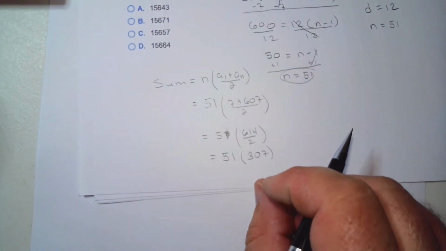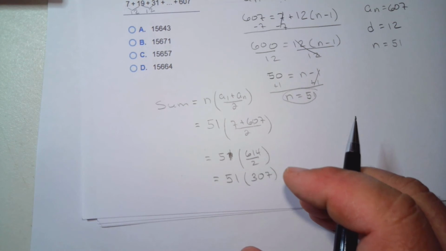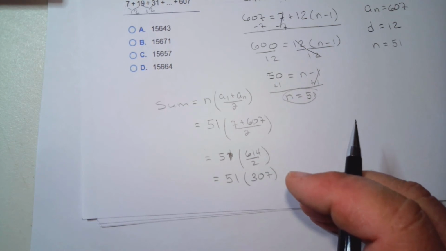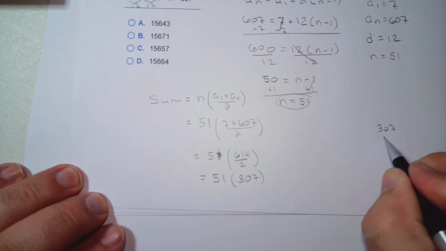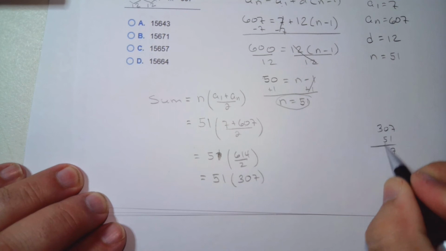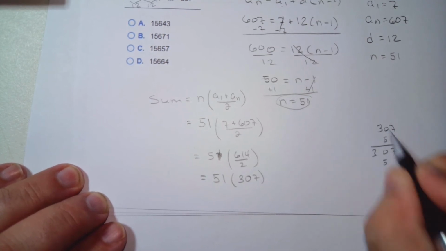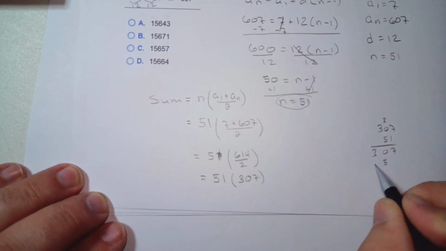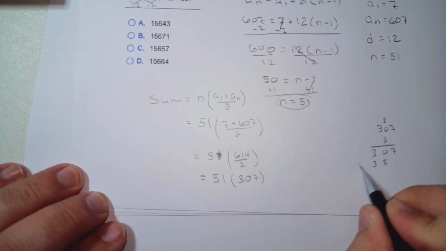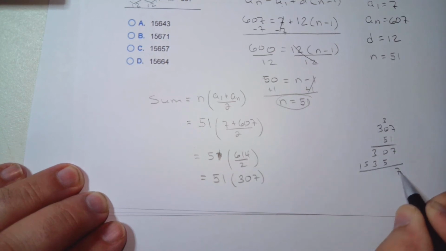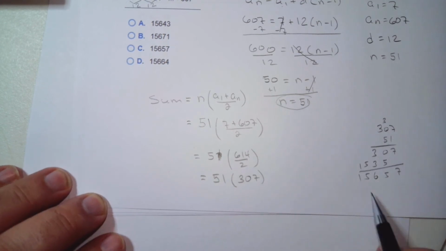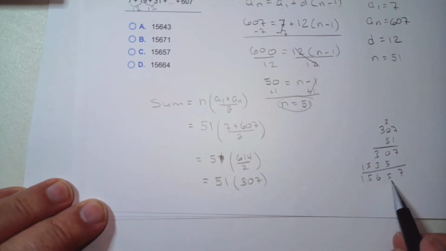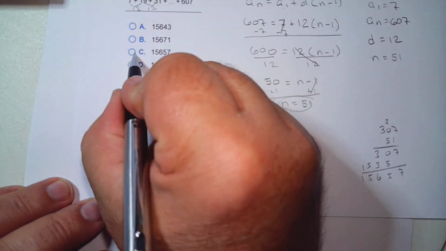So 51 times 307. 1 times 7 is 7. 1 times 0 is 0. 1 times 3. 5 times 7 is 35. 0 plus 3 is 3. 5 plus 3 is 8. 7, 5, 6, 5, 1. So 15,657. That's C.